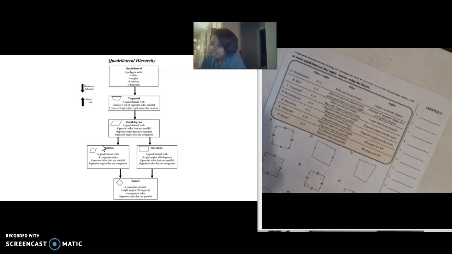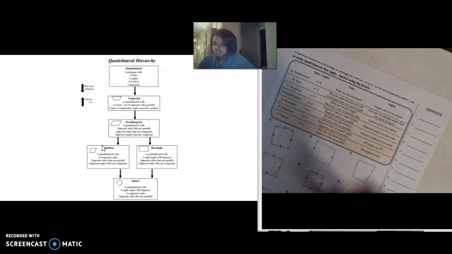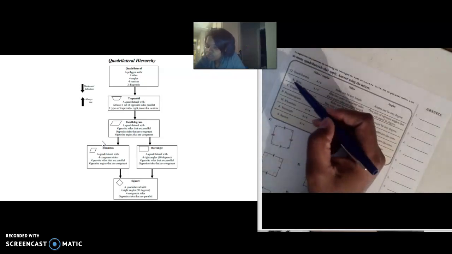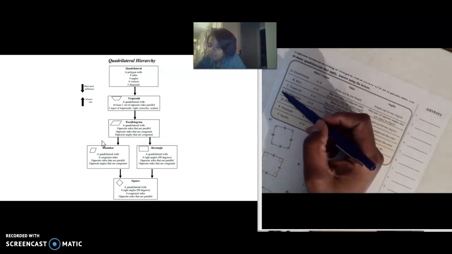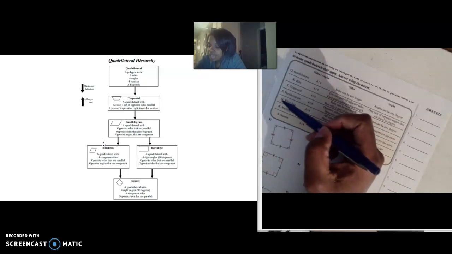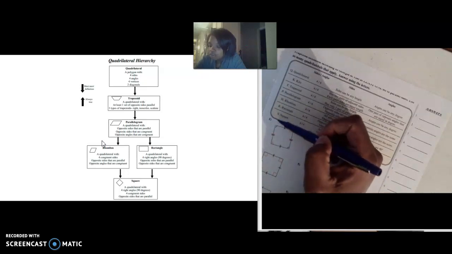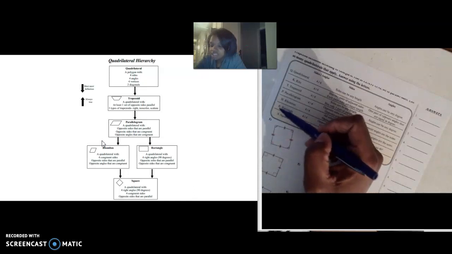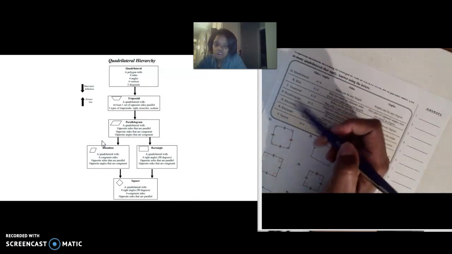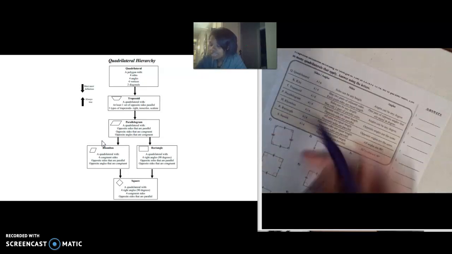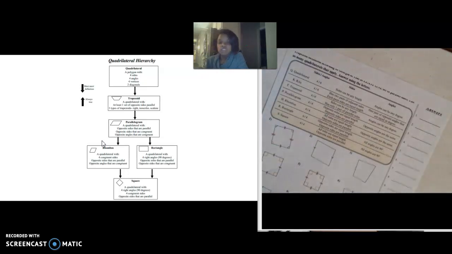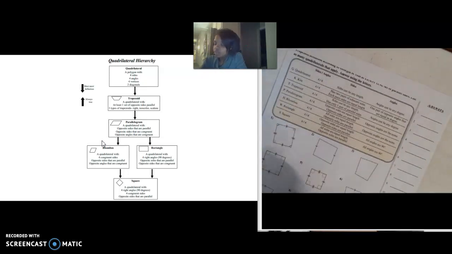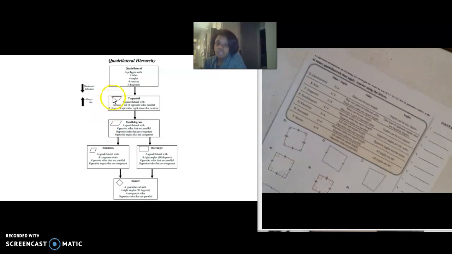Okay, so this one has some letters. It has Q for quadrilateral, K for kite, T for trapezoid, P for parallelogram, H for rhombus, R for rectangle. H is because the rhombus is RH, and rectangle and rhombus both start with an R. R for rectangle, and S for square. So what you're going to do is look at each one of these quadrilaterals and classify them, okay? So this one we're going to work out together.